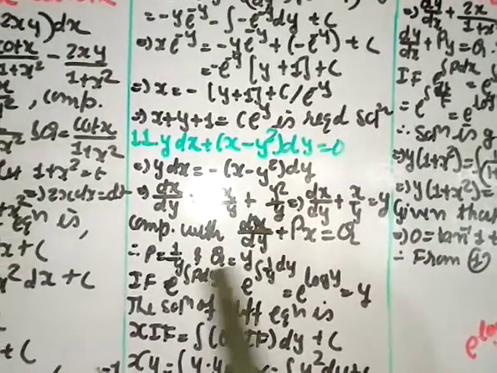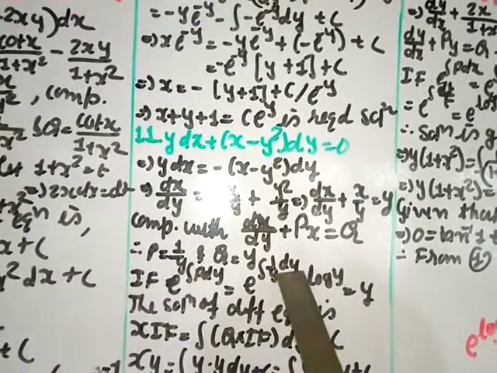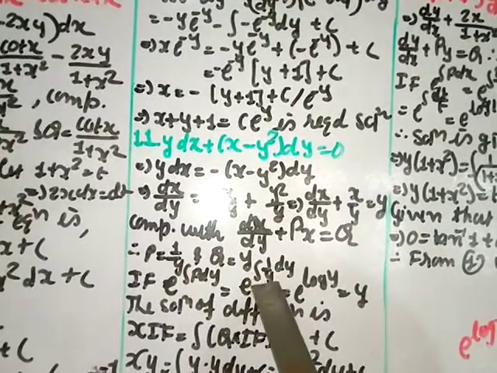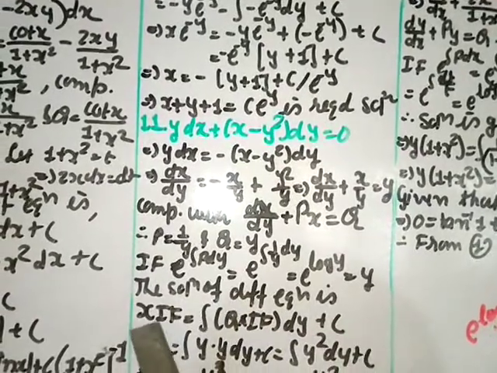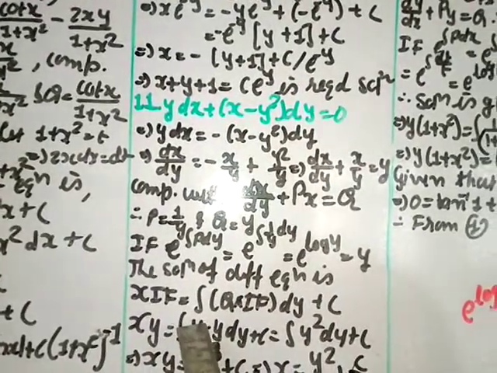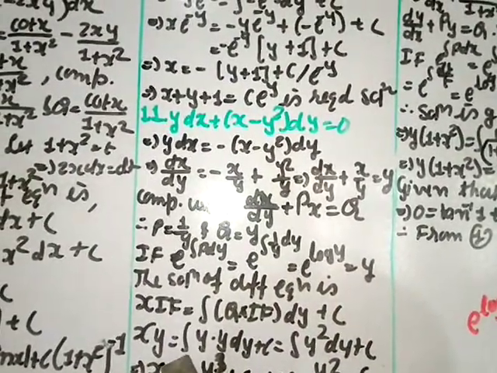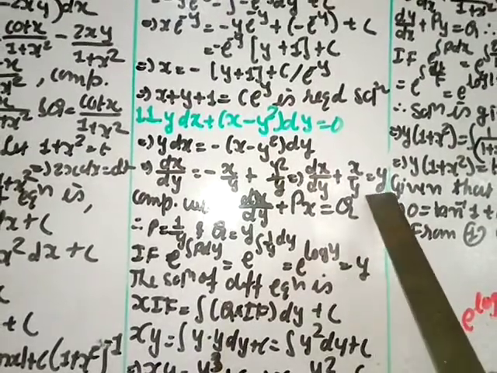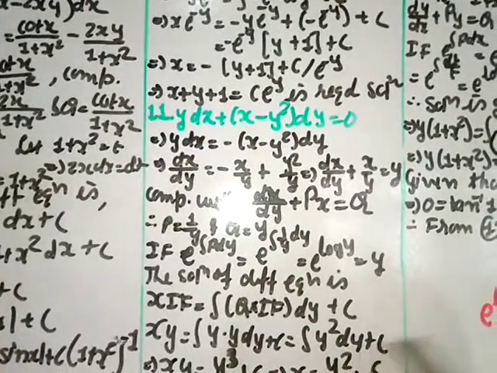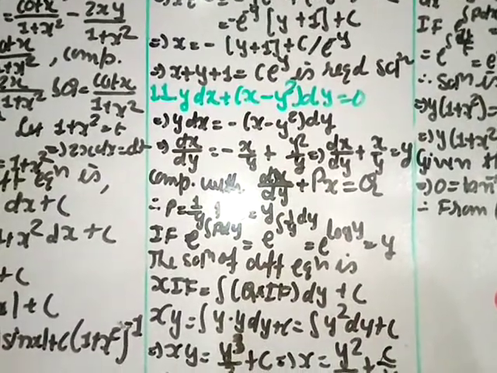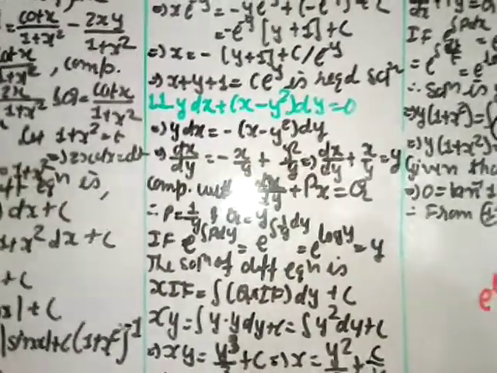Now the integrating factor is e power integral p dy equal to e power integral 1 by y dy. The integral of 1 by y is log y, e and log cancel, so y. The solution of the differential equation is x into integrating factor equal to integral q into integrating factor dy plus c. Put the value: integrating factor is y, and q is y. So put y, and the integrating factor also is y, dy plus c, and y into y is y square dy plus c. Integral of y square is y cube by 3 plus c, and transferring this value, you get x is equal to y square by 3 plus c by y, and that is the required solution for the given differential equation.